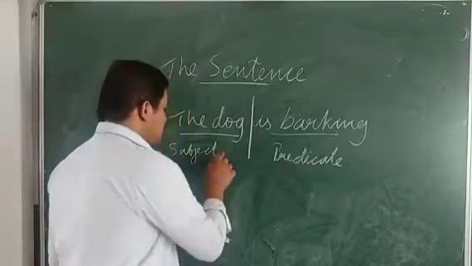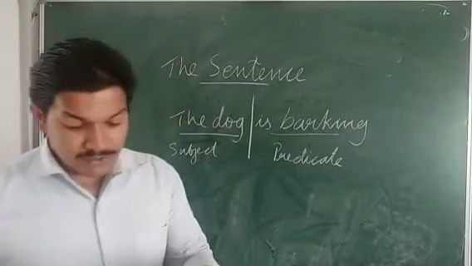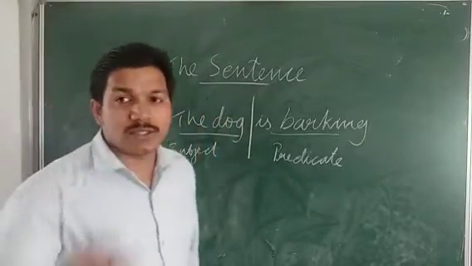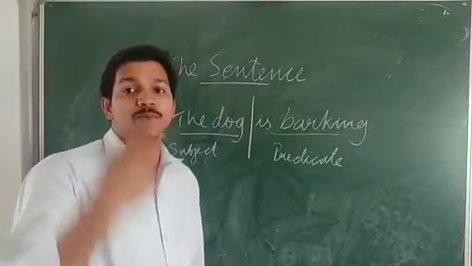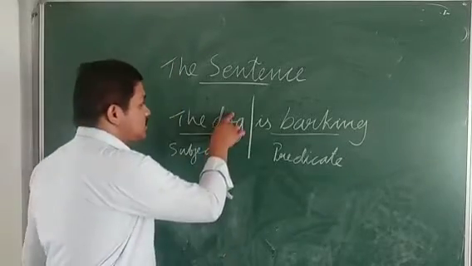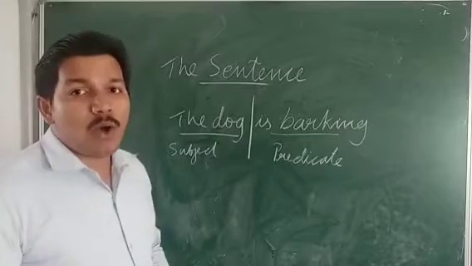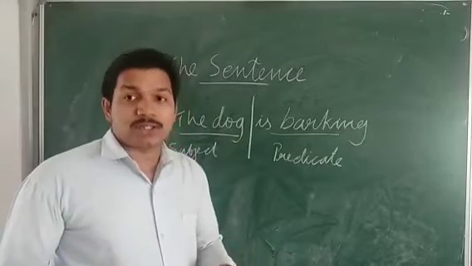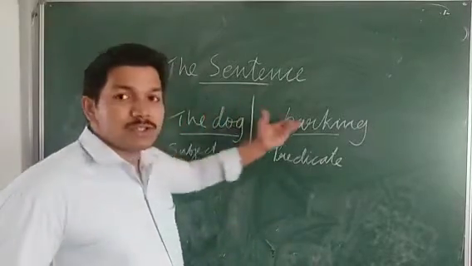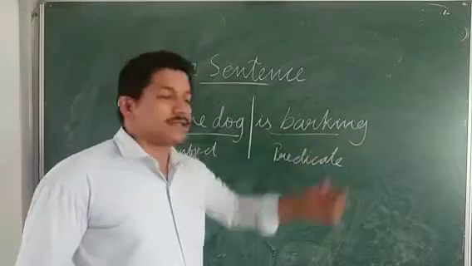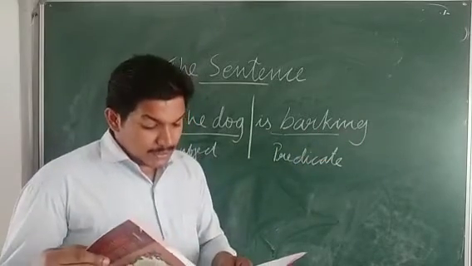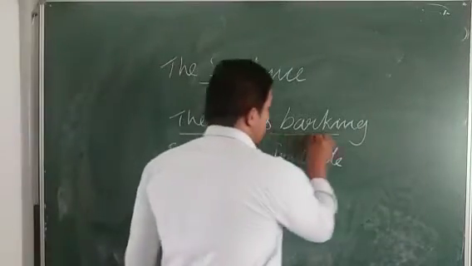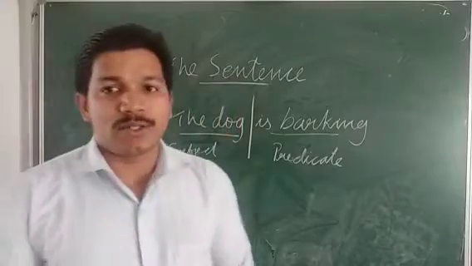So here the subject is the person, animal or thing we speak about. Here we speak about the dog, the animal that we speak about. Whom we are speaking about is called the subject, the dog. And the predicate is what we say about the subject, the dog. What is the dog doing? If you ask, then it is barking. And there will be a verb. Here barking is the verb in the sentence.